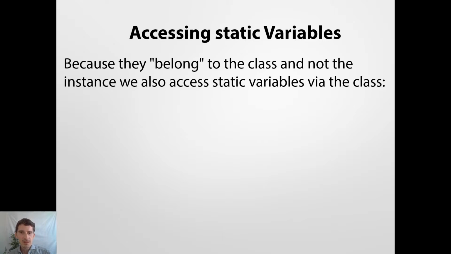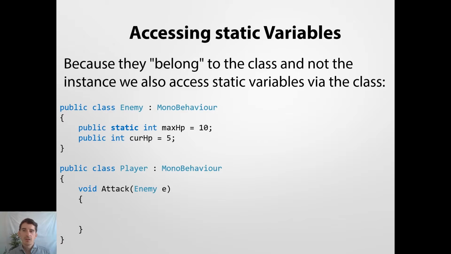So we need to set these static variables also via the class. Let me show you what that means. So I have this code. This belongs to the example that we just saw. And we still have the max HP and the current HP variable. And then we have a player, and the player can attack an enemy. And if he attacks him, the enemy should lose HP. Now let's look how we can access these two variables.